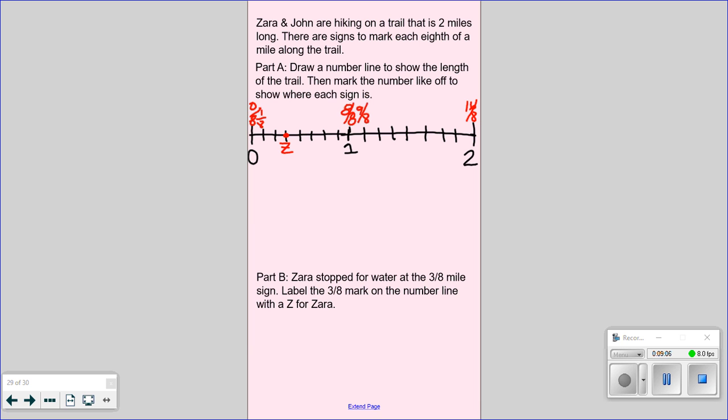All right, let's do part C. John stopped to rest after 12/8 of a mile. Label the 12/8 mark on the number line with a J for John. Find where 12/8 is. Put our mark. I don't have mine labeled, but I can find it. 9/8, 10/8, 11/8, 12/8. And put J for John.